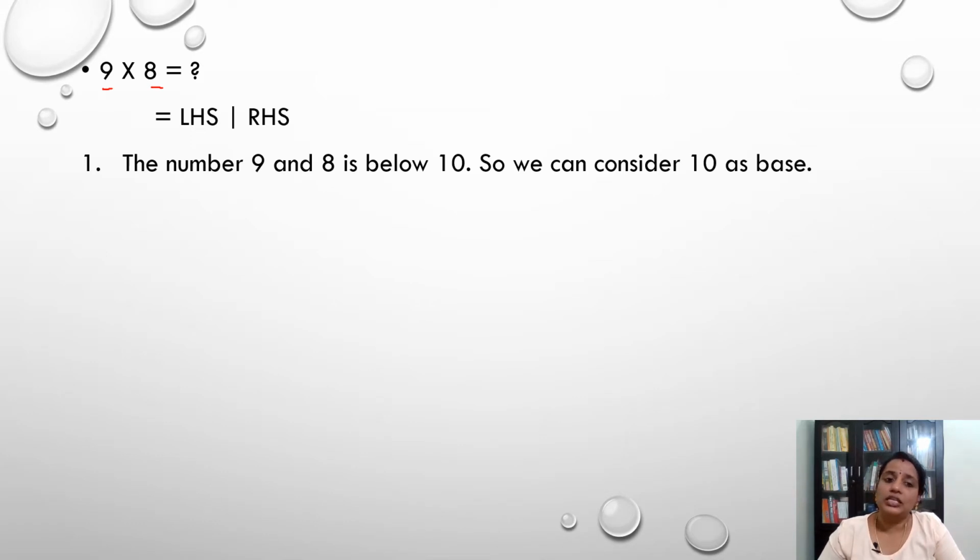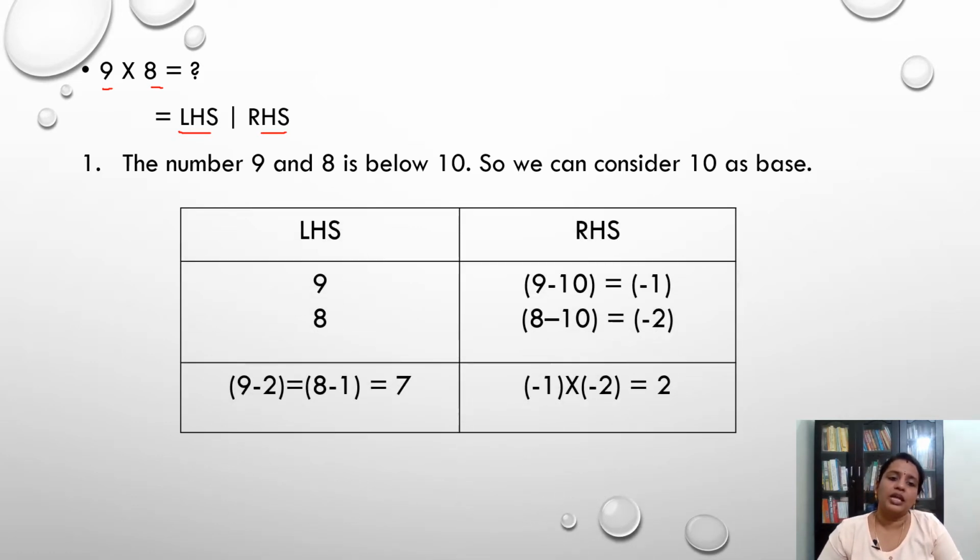Next, what I have to do? I initially told that I need my LHS and my RHS, as I have split my answer into two parts. Now I have to find my LHS and my RHS. For my LHS, I'll just take the numbers directly first. On my RHS, I'm going to subtract the number by the base. The numbers here are 9 and 8. I have to subtract these numbers by the base. The base is 10.